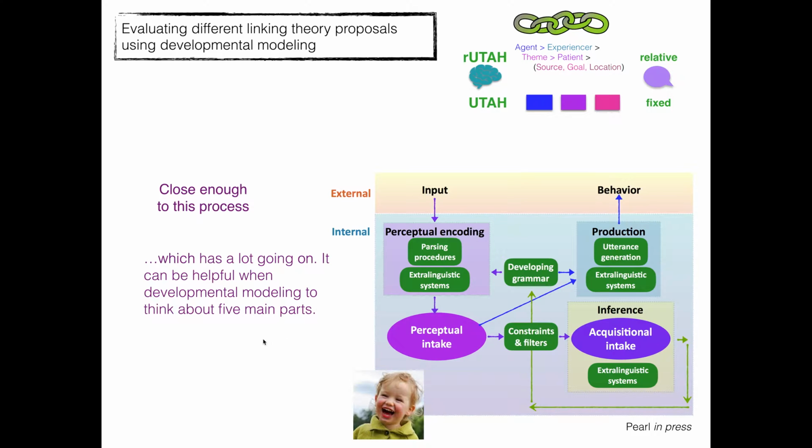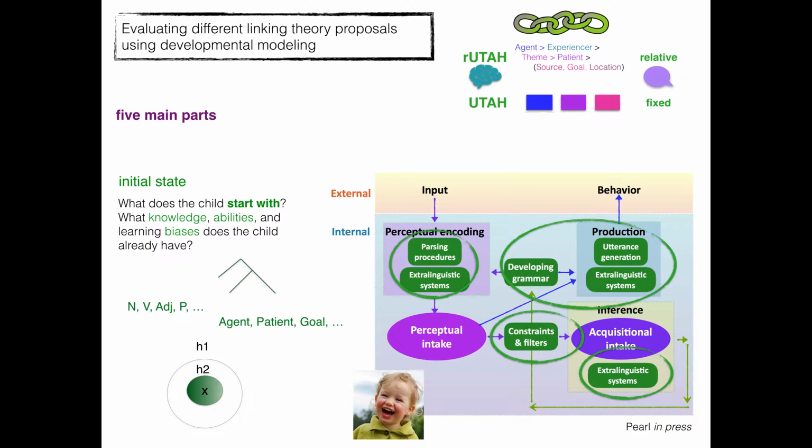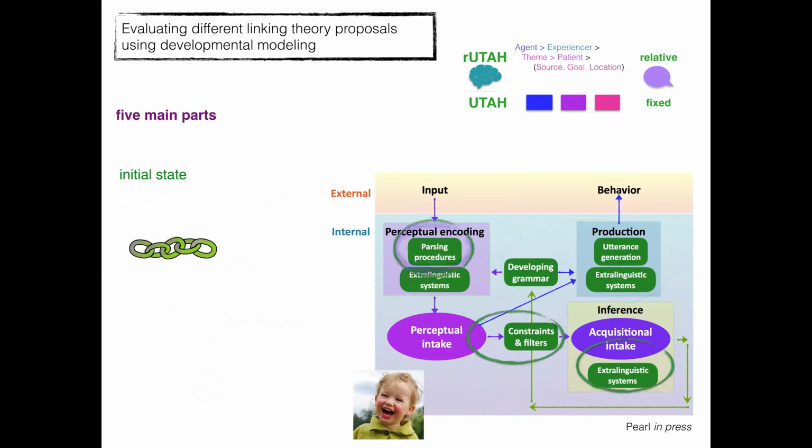And so when we're developmental modeling, I think it's helpful to think about 5 main parts of this rather complex process. So the first is the initial state. What does the child we're modeling start with? What knowledge or abilities and learning biases does this child already have that allows them to extract signal from that input, that allows them to decide what to learn from, that allows them to do inference, that allows them to turn their developing grammar, via their engines of production, into observable behavior? Like, what are they starting with, right? And in the case of our linking theory stuff, what linking theory assumptions are they starting with?